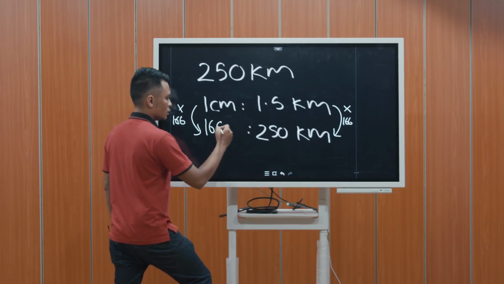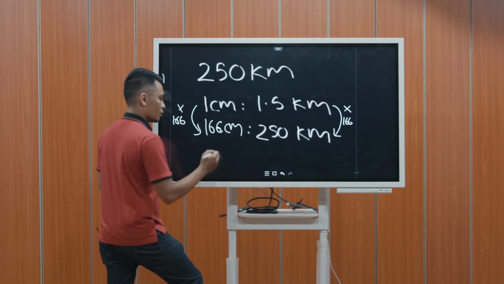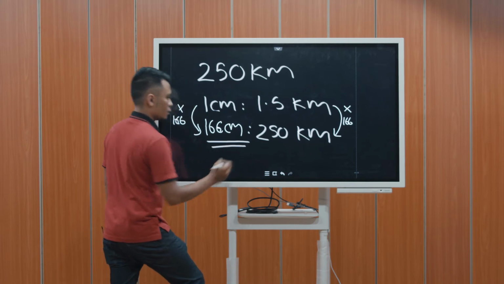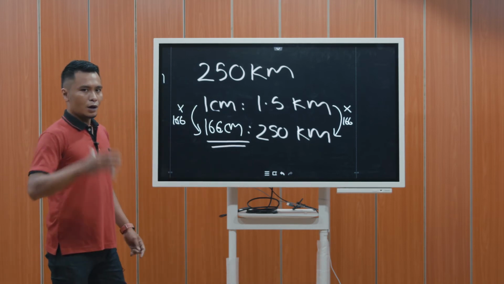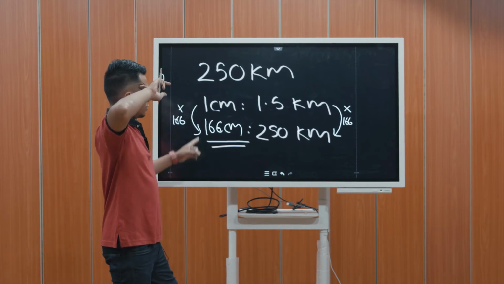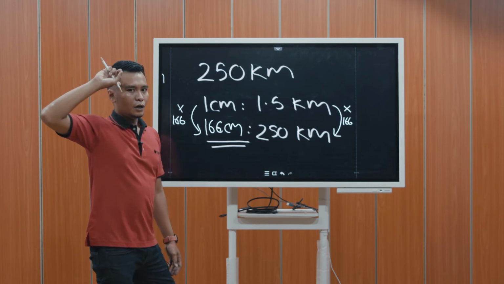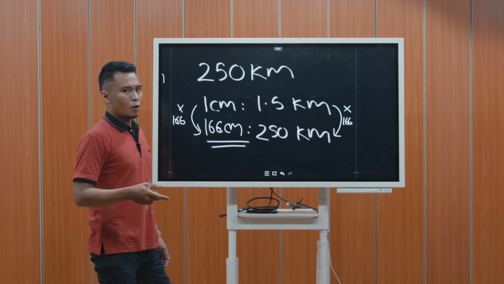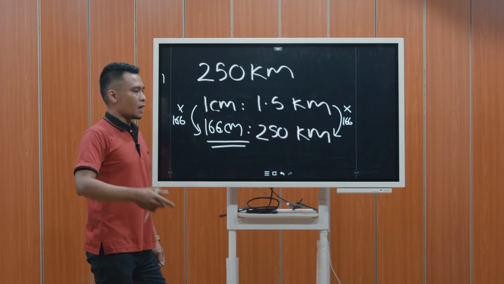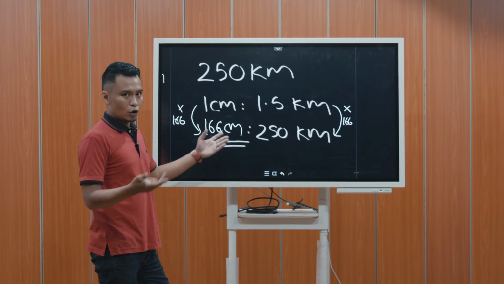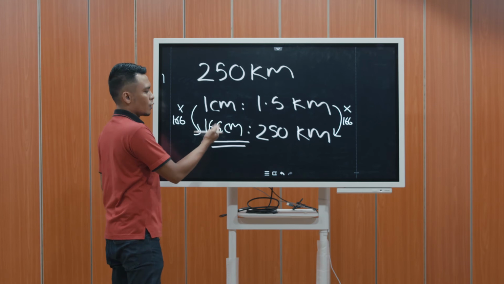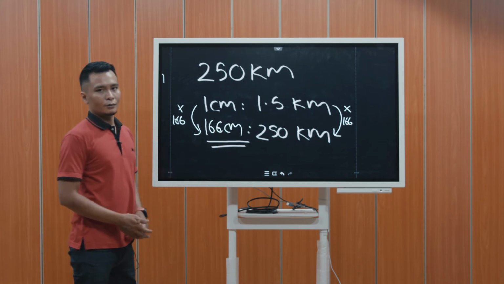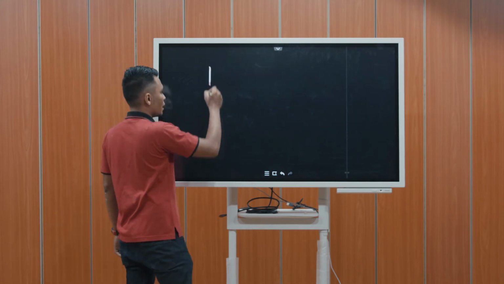Okay? So the answer here is 166 cm. So now think back in your head. Is 166 cm logical to be on a map compared to 166 meter compared to 166 kilometer? It's logical, right? So the answer is 166 centimeters.